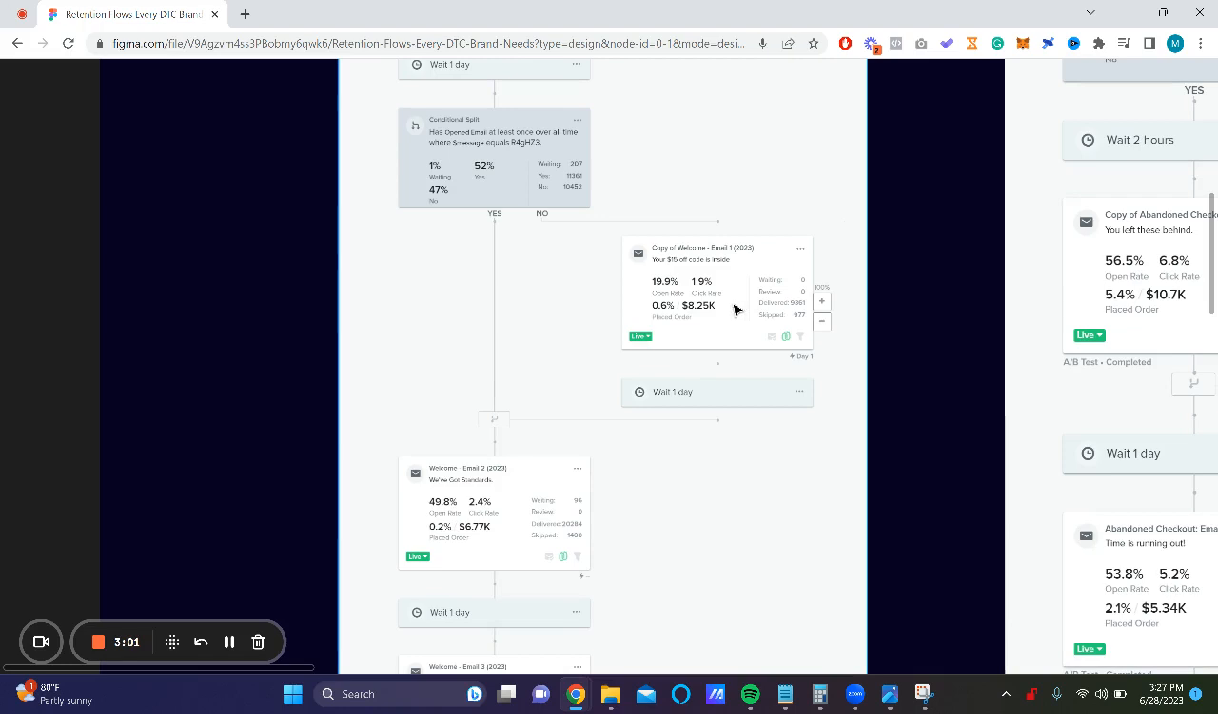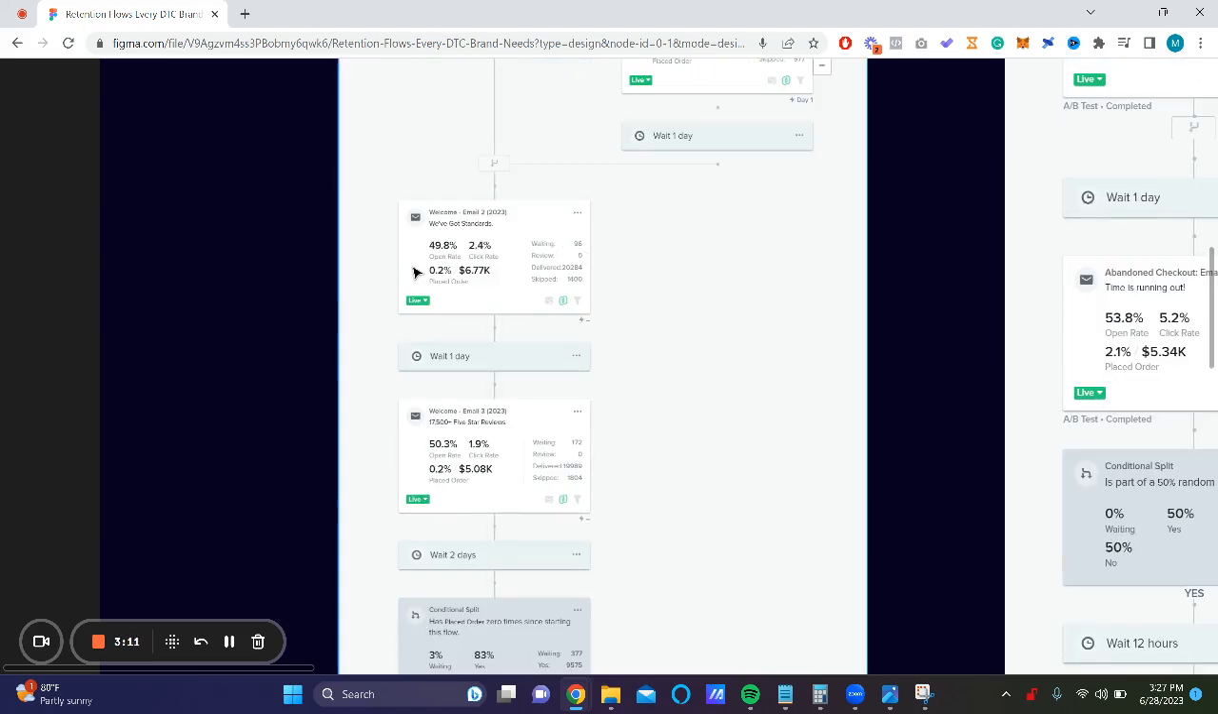Sometimes it's not going to work out. The open rate's going to be really low, and nobody's really going to engage and purchase. In which case, just get rid of it. But in this case, it works quite well.